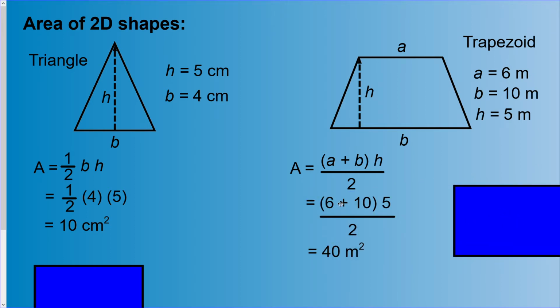So we do top plus bottom, so 6 plus 10. And then multiply that by the height, okay? For the trapezoid, for area anyways, we don't care how long these two sides are. We don't need to know that. If we were finding perimeter, we would need to know that.